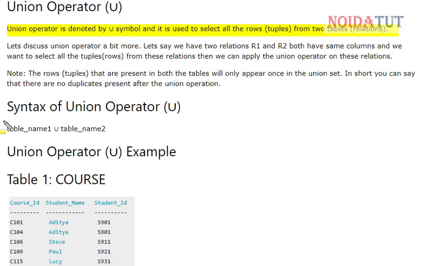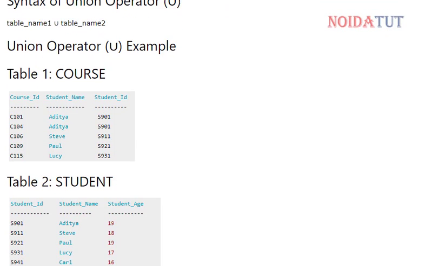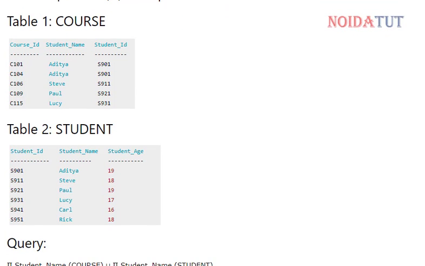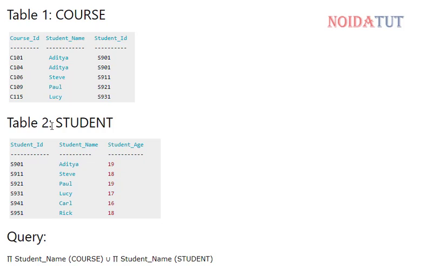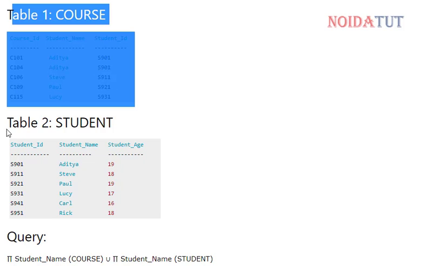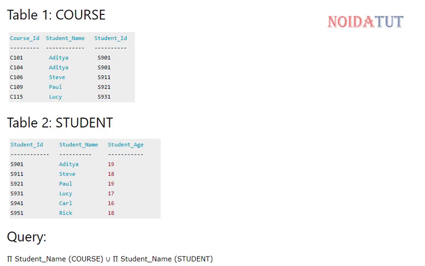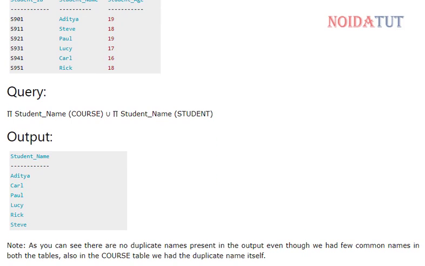Now let us say that this is table 1 union table 2. So this is going to display all the rows of table 1 and table 2 and will not repeat any row. Now this is the table course. Another table we have is student. Now when we are going to take the union of this, let us have a look at the query.